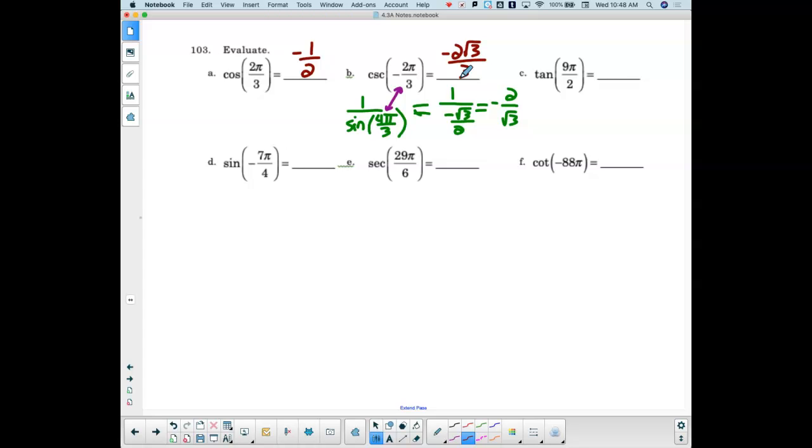Tangent of 9 pi over 2. Well, 9 pi over 2 is bigger than 2 pi, right? 4.5 pi, right? So take the 4 out, because that's two complete laps. So then this becomes the tangent of pi over 2. Pi over 2 is up at the top. Tangent is y over x. So that one's undefined.